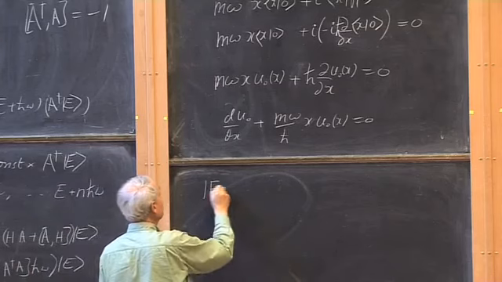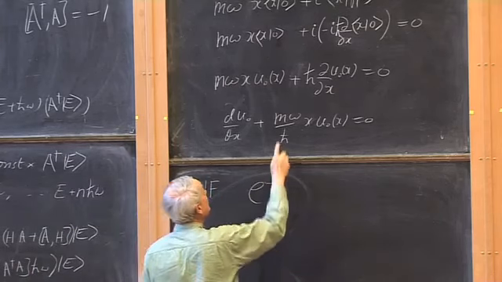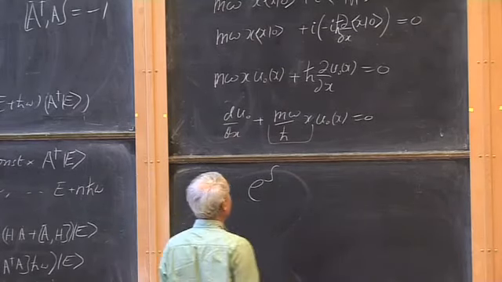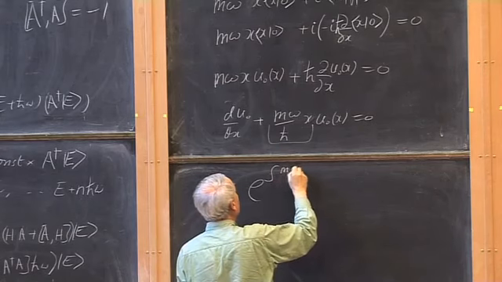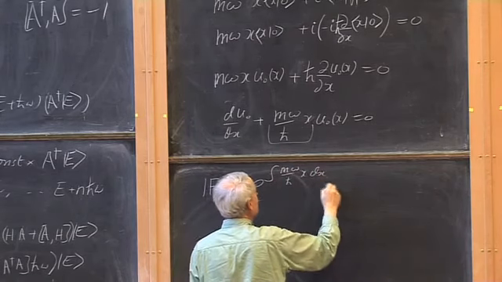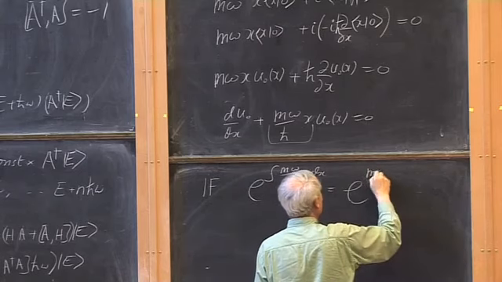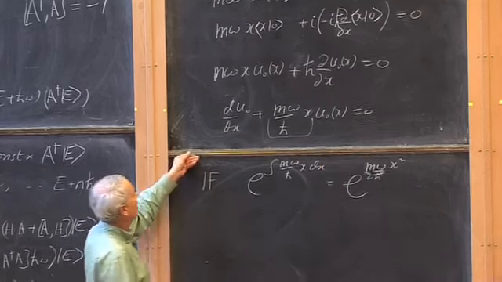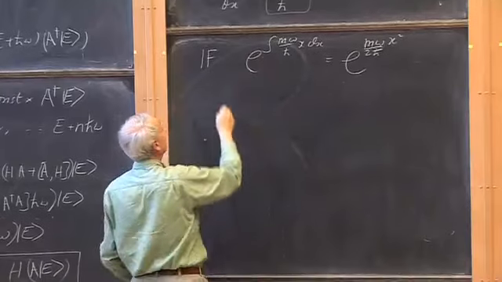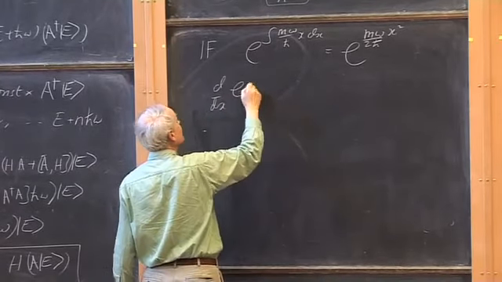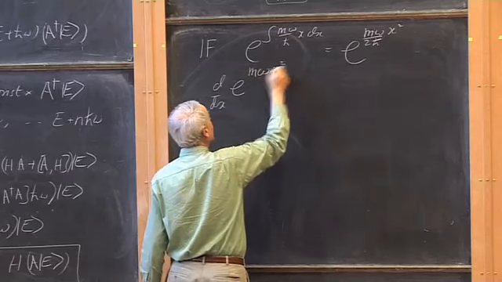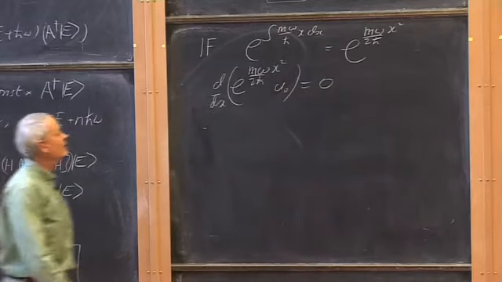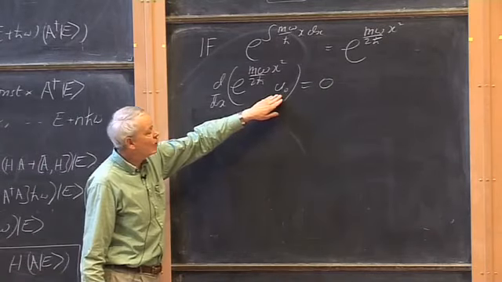It has an integrating factor, which is e to the integral of the coefficient of the non-derivative term, this term: e to the integral of m omega over h bar x dx, which is clearly e to the m omega x squared over 2 h bar. That's its integrating factor. If you multiply by the integrating factor, the equation says that d by dx of the integrating factor times u naught is equal to the right side, which happens to be 0. Ergo, this quantity here is a constant.